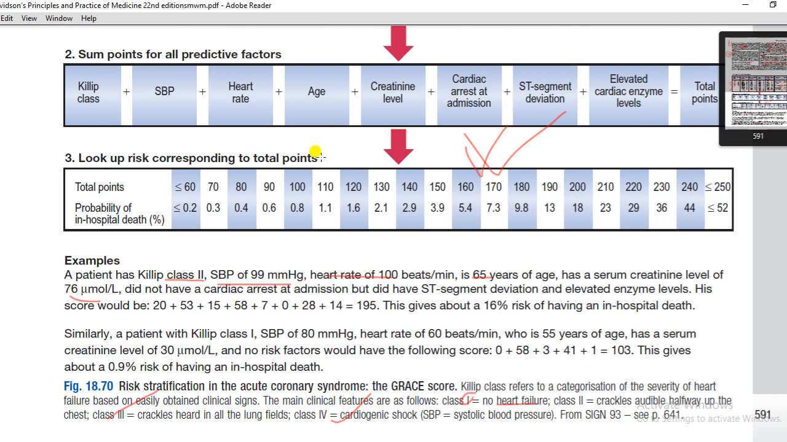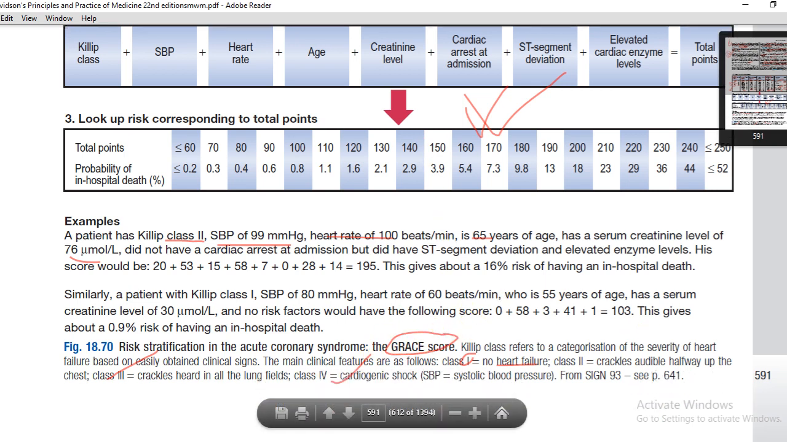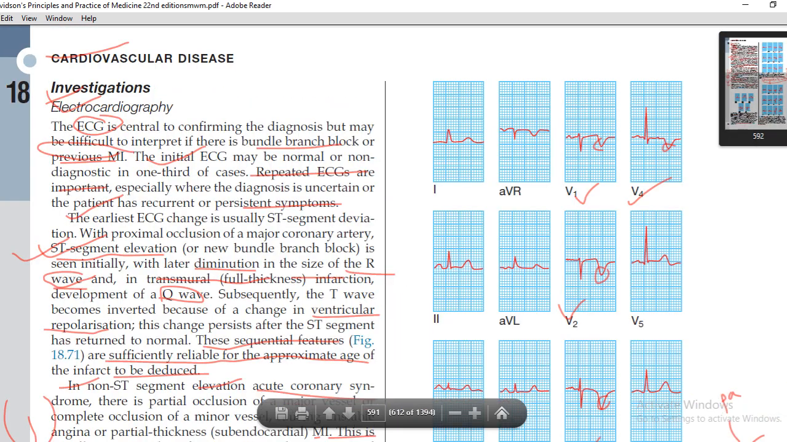The GRACE score. This is called the GRACE score. I was forgetting the GRACE score previously. I was just forgetting that.